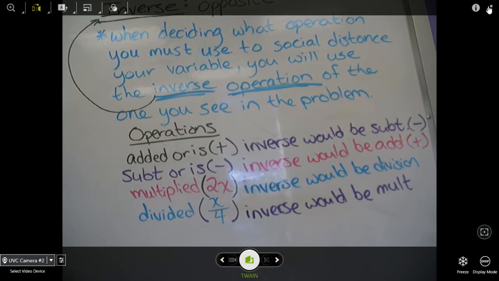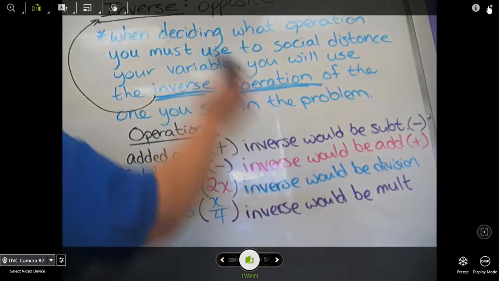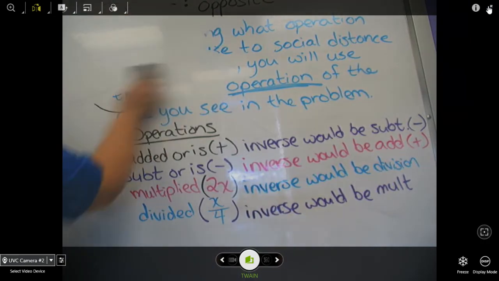All right, so that's what we mean when we say we're going to use the inverse operation. If something's being added, we're going to subtract. If something's being subtracted, we're going to add. If something's being multiplied, we're going to divide. If something's being divided, we're going to multiply. So now let's put that into the works.